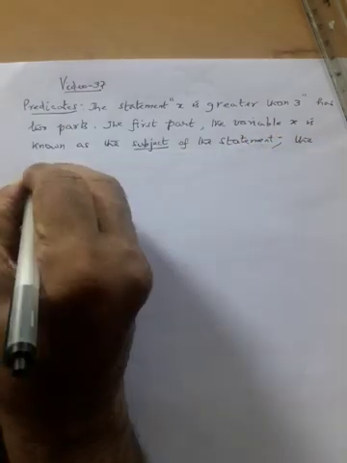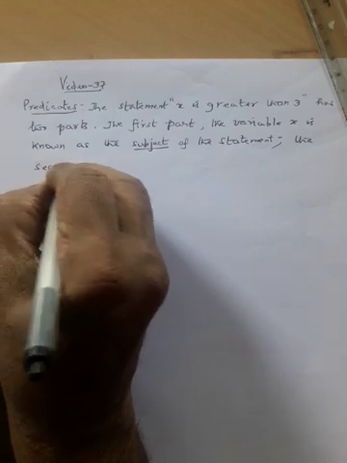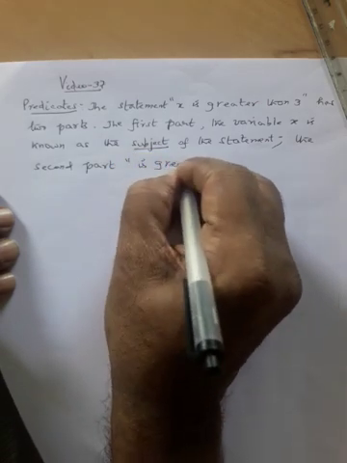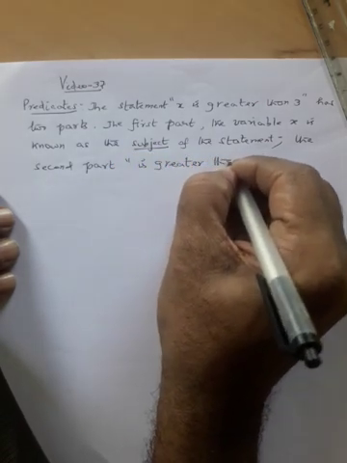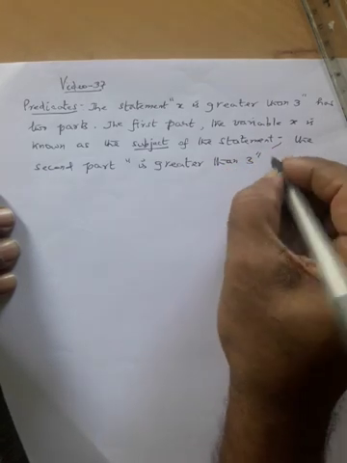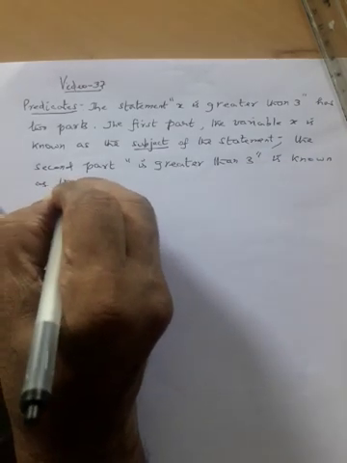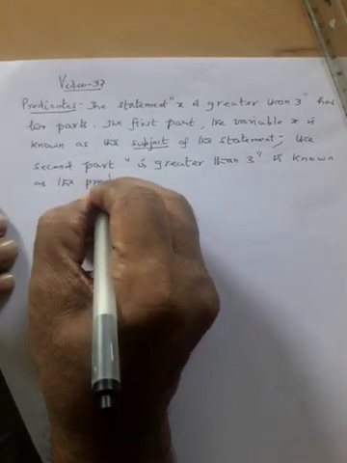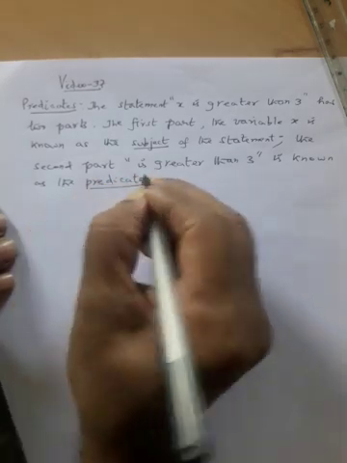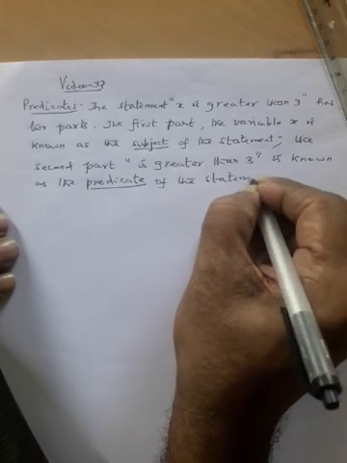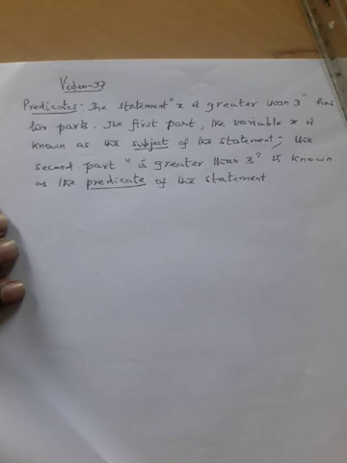The second part, is greater than 3, is known as the predicate of the statement. So the variable is called the subject of the statement, and is greater than is called the predicate of the statement.